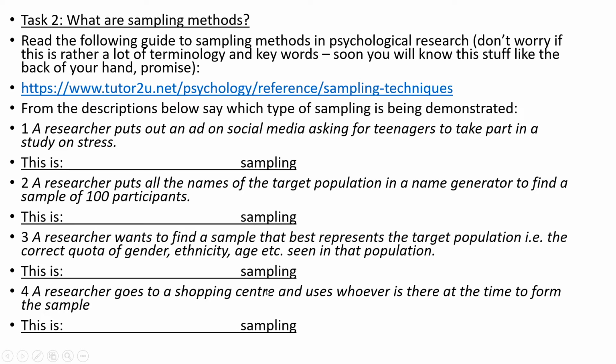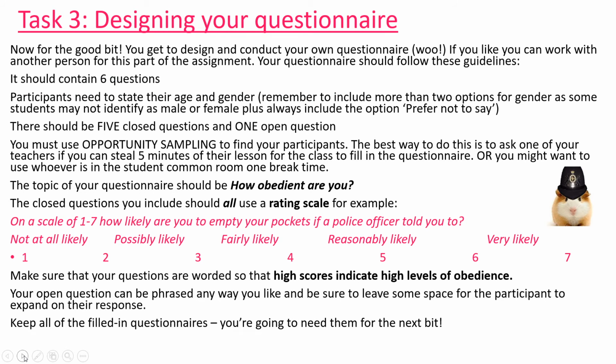So what type of sampling is this? A researcher goes to a shopping centre and uses whoever is there at the time to form the sample. So this is what sort of sampling? And when I get back from my holiday, we will be looking at this and I'll be making sure that you've understood it.